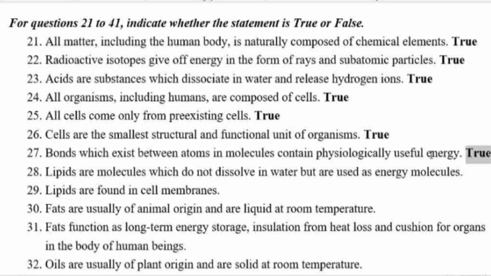So to be able to get the energy which exists in bonds, the bonds need to be broken, and the breaking can occur through digestion, for example. In metabolism, bonds are broken, and then energy is released, and then it will become useful. So physiologically useful means that you can use the energy for physiological purposes. So this one too is true. Bonds which exist between atoms in molecules contain physiologically useful energy.